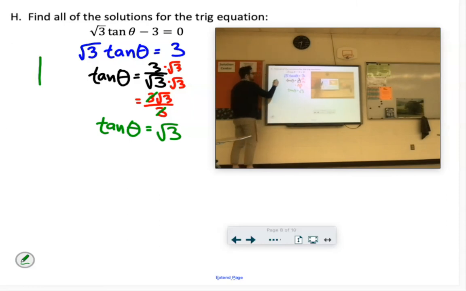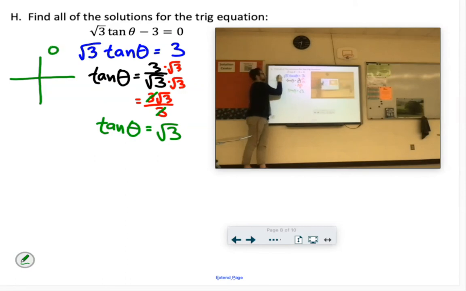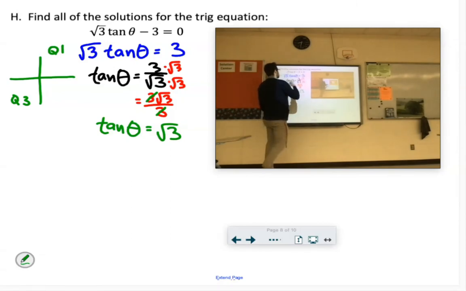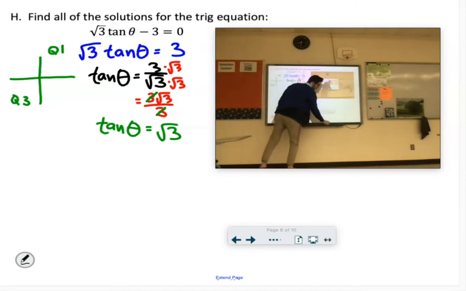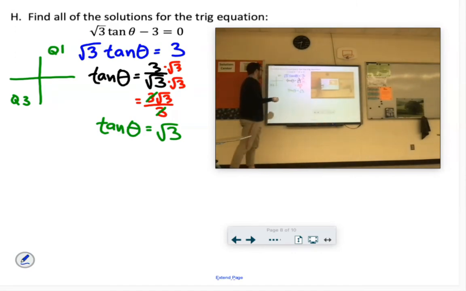Now, thinking of your unit circle, tangent is y divided by x. You need it to be positive. So they either need to both be positive or both be negative. That happens in quadrant 1 and quadrant 3. Now the 45-degree reference angle is easy because it's either 1 or -1. So this needs to either be a 30-degree reference angle or a 60-degree reference angle.